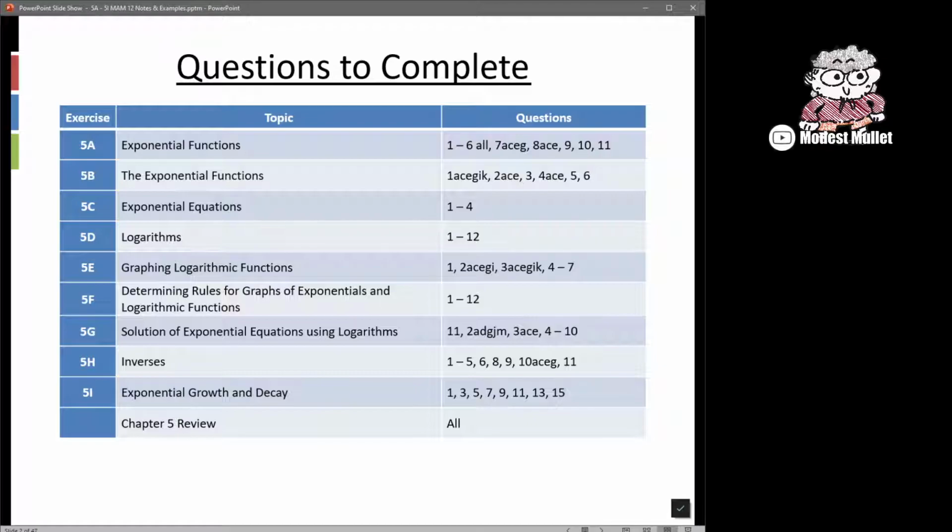Determining rules for graphs, so similar to what we've done for quadratics, cubics, quartics, for everything, is what patterns are we recognizing? How can we use those patterns to find an equation given certain key information and do that efficiently and quickly? 5G, solutions to exponential using logs, and then a bit of a look in inverse, and then exponential growth and decay. So that's what we're going to work through for this topic. So let's get straight into it.